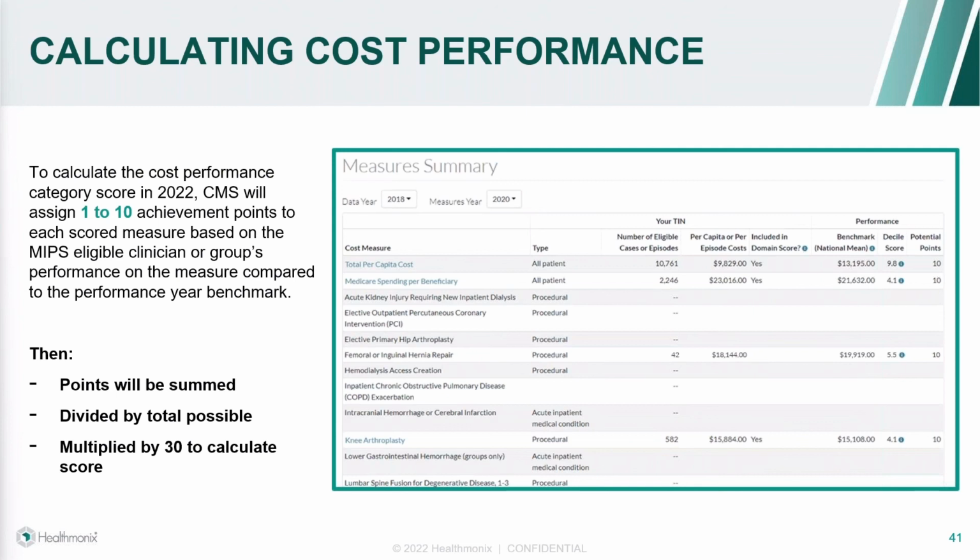So this is what our screen on our product looks like. You can see here the different scores would be added together, and then we divide those by the total possible, which is 10 for each measure, and then you multiply that by the weight of cost in order to determine the final score.